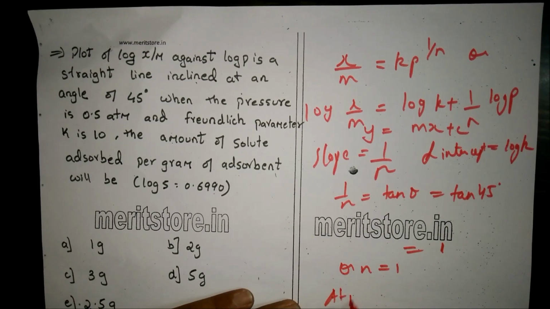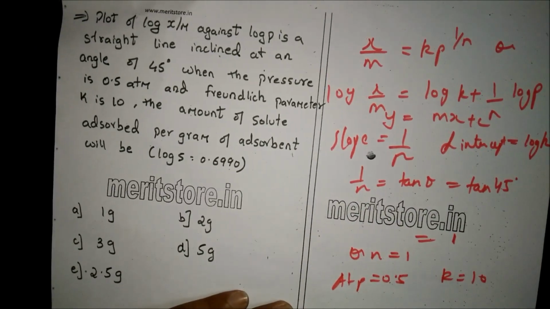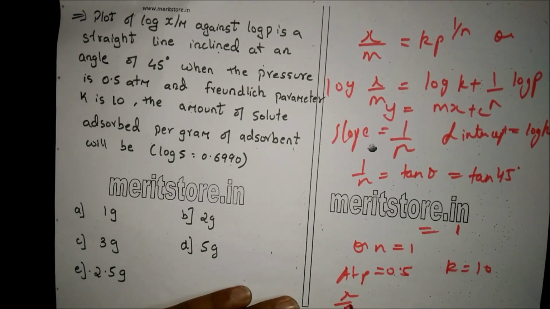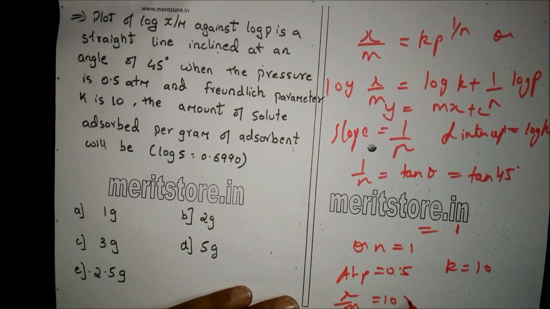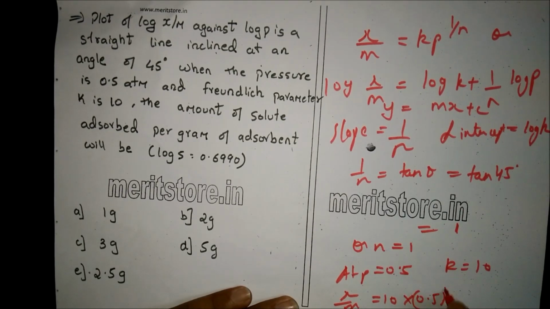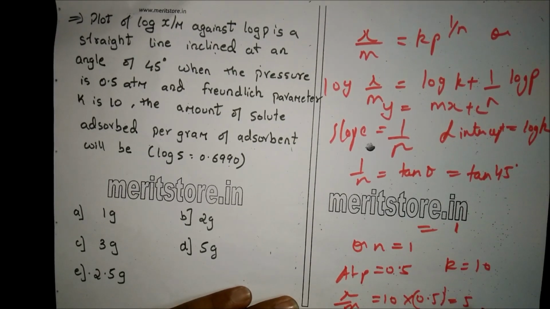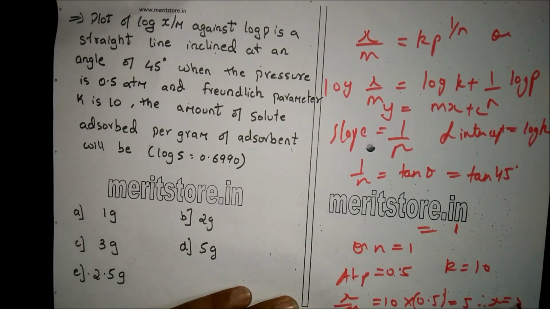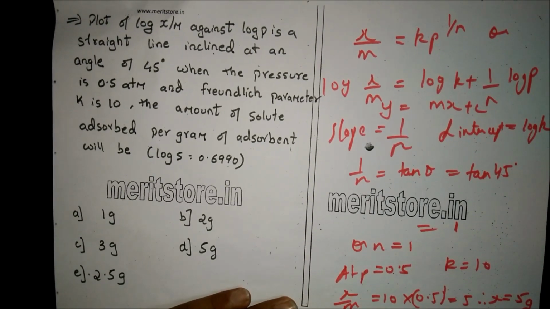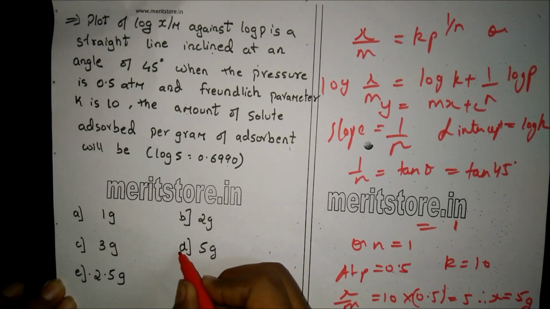Therefore, at P is equal to 0.5 atmosphere and K is equal to 10, we substitute the values in the above equation. Therefore, we get x upon m is equal to 10 into 0.5 raised to 1, which is equal to 5. Therefore, x is equal to 5 grams. Therefore, the correct answer is 5, which is option D.